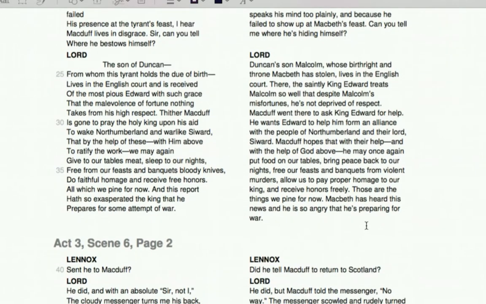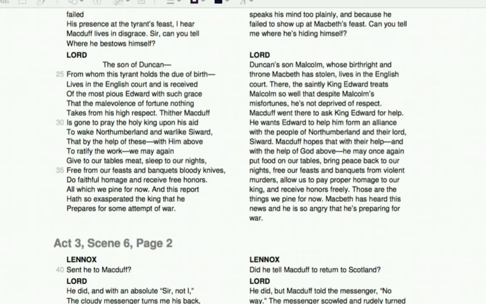And take a look at what the Lord says about where Macduff, Malcolm, and Donalbain are. The son of Duncan, from whom this tyrant holds the due of birth, lives in the English court, and is received of the most pious Edward with such grace that the malevolence of fortune nothing takes from his high respect. Thither Macduff is gone to pray the holy king upon his aid to wake Northumberland and warlike Siward, that by the help of these, with him above to ratify the work, we may again give to our tables meat, sleep to our nights, free from our feasts and banquets bloody knives, do faithful homage and receive free honors, all which we pine for now. And this report has so exasperated the king that he prepares for some attempt of war.